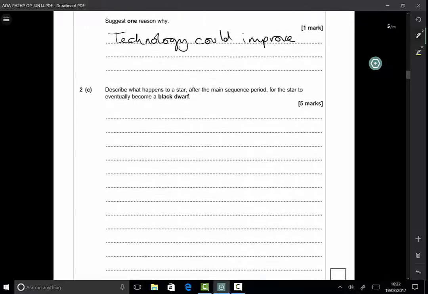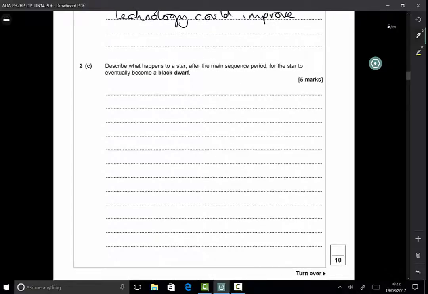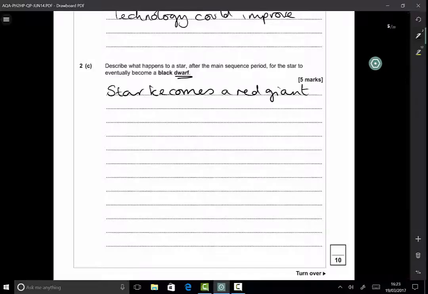Okay, describe what happens to a star after the main sequence period for it to eventually become a black dwarf. So we're back to looking at small stars because we're looking at a dwarf. Okay, so after the main sequence period, the star becomes a red giant. And in becoming a red giant, it expands. So we've got 2 marks there. Eventually it loses its outer layers.